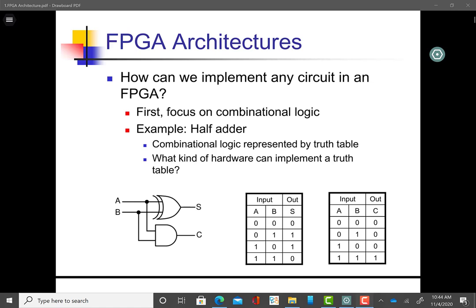Bismillahirrahmanirrahim. Welcome to the course on FPGA based system design.